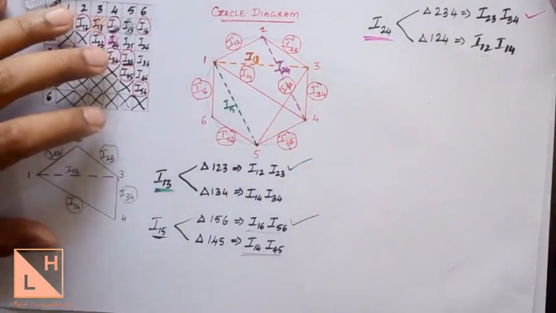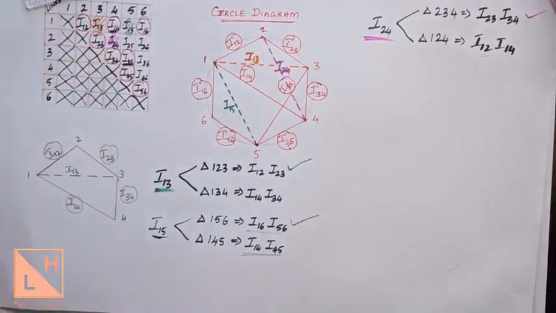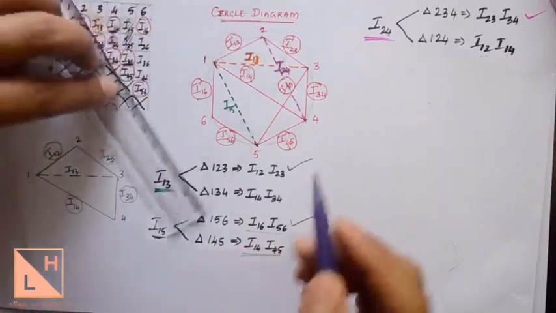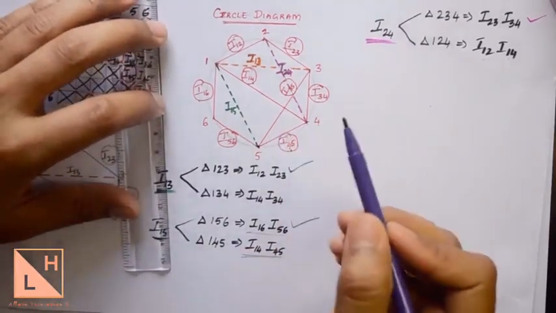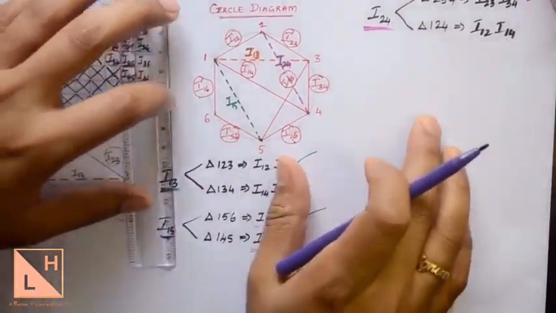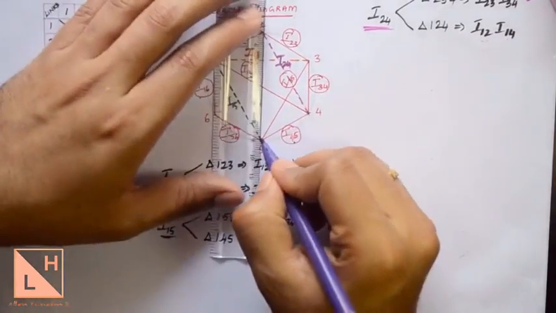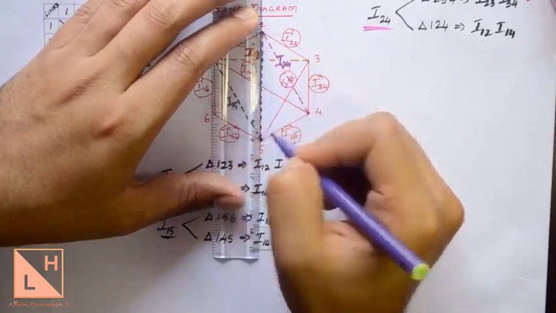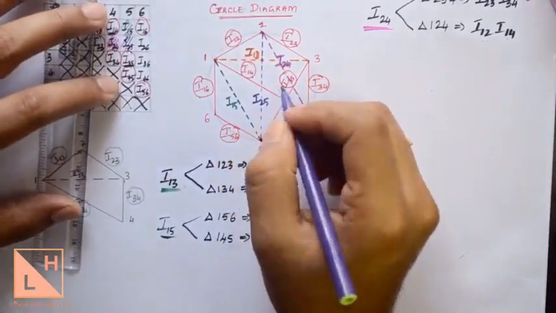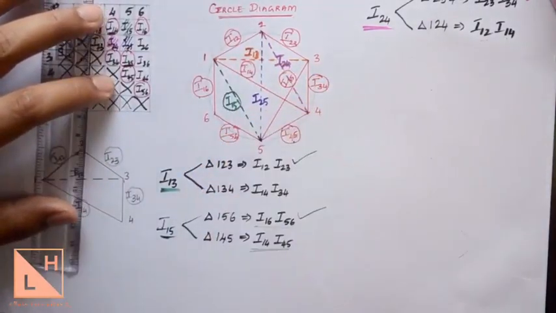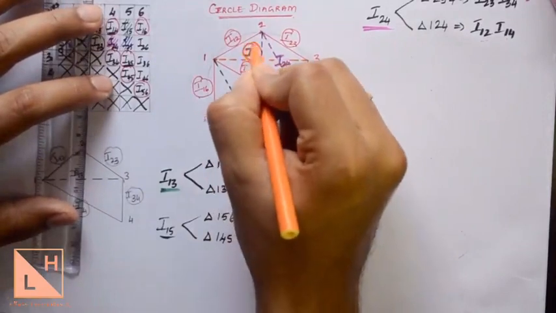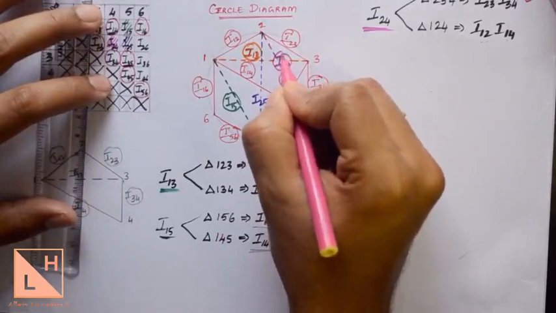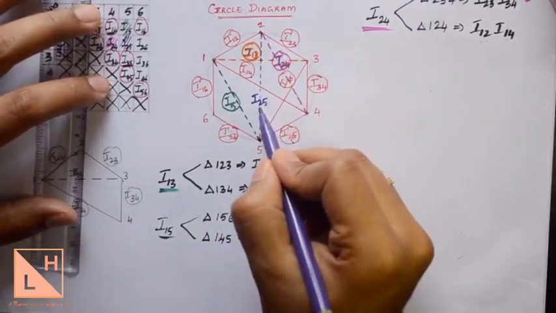Now let us go to the next IC and try to identify that, which is I25. So connect the points 2 to 5. I am just using a different color so that you identify those points correctly. So connect 2 to 5. Let me encircle it. This is I13 and this is I24. So now I need to find out I25.